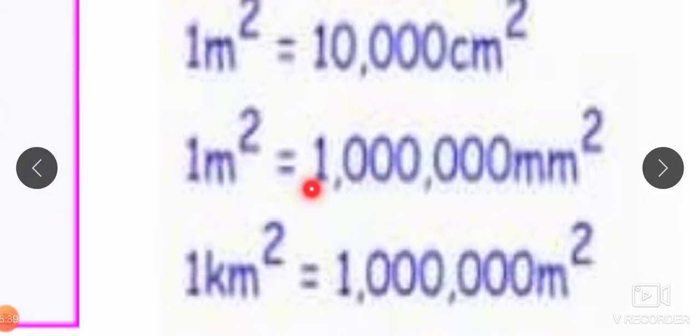You can convert meter into millimeter also. 1 meter is 1000 millimeter. Take it square, then you will get 1 meter square is equal to 10 lakh millimeter square. Similarly, you can convert meter square into centimeter square. 1 meter is equal to 100 centimeter. 100 square is 10,000, and hence 1 meter square is equal to 10,000 centimeter square.